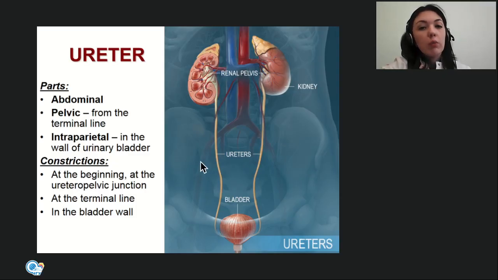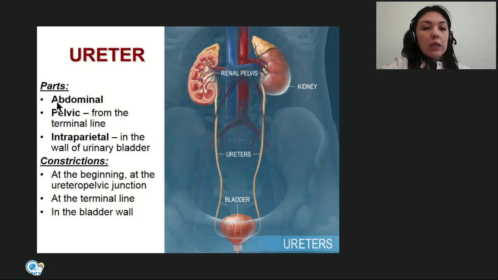It starts from the renal hilum and ends in the cervix, in the neck of the urinary bladder. It starts at the level of the first or second lumbar vertebra. For the left kidney, we can say it is the first lumbar vertebra. For the right, it is the second lumbar vertebra, and it reaches the pelvic floor.